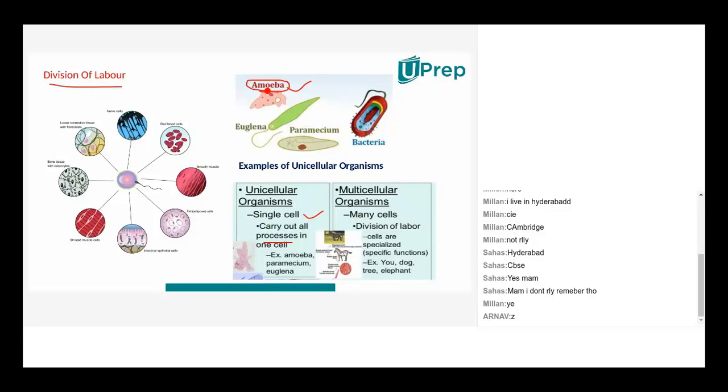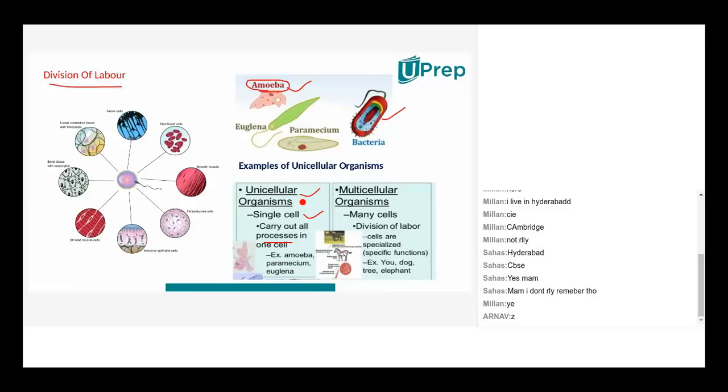What does that mean? Unicellular organisms will carry out all the functions by a single cell. You won't find a group of cells. You won't find any tissue. Example, bacteria. Bacteria is a single cell. The single cell only will go for reproduction. The single cell will go for nutrition, respiration, excretion. All the life processes will be carried out by a single cell. So those are unicellular organisms.